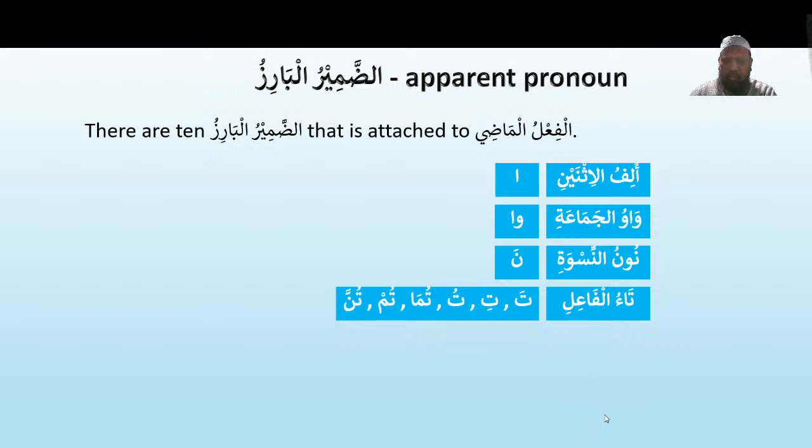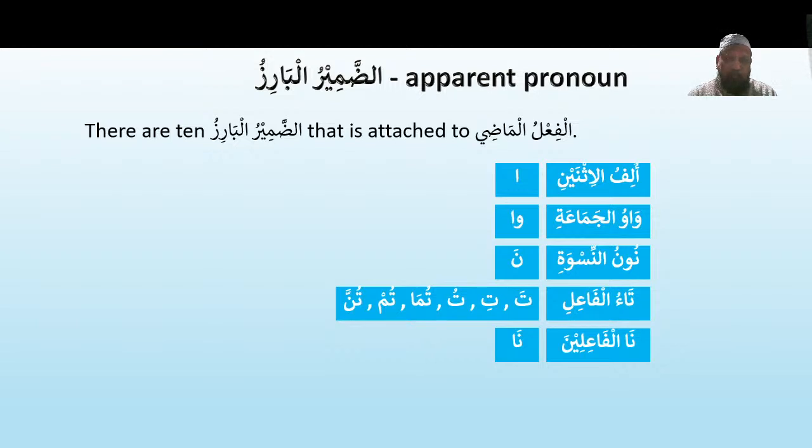So next we have na الفاعلين. It is plural. فاعلين is plural. So this na will also give us a plural meaning when we add it to الفعل الماضي.